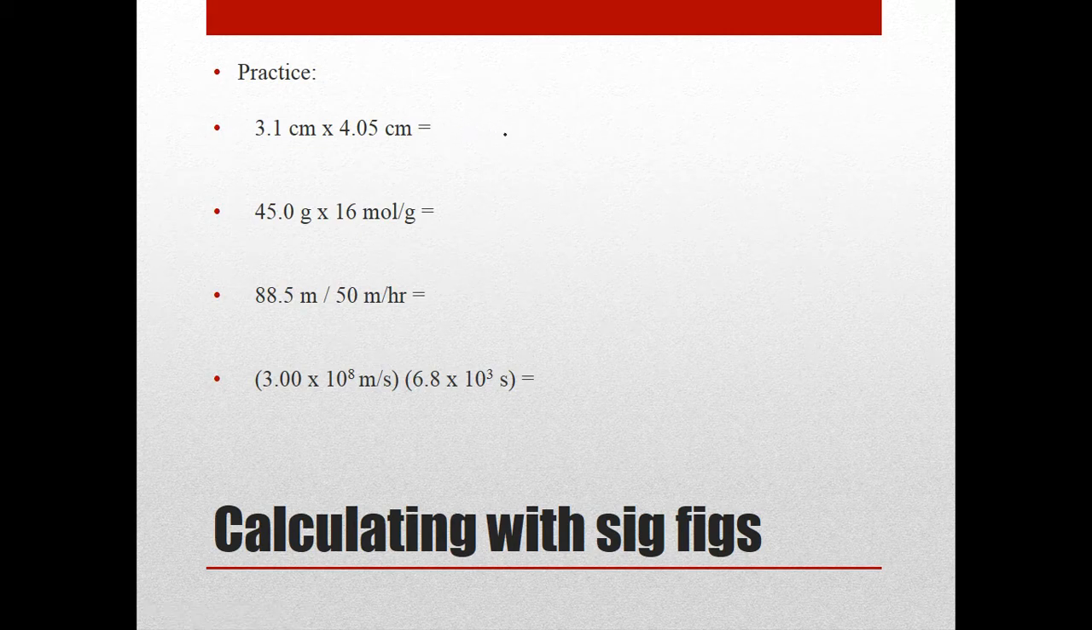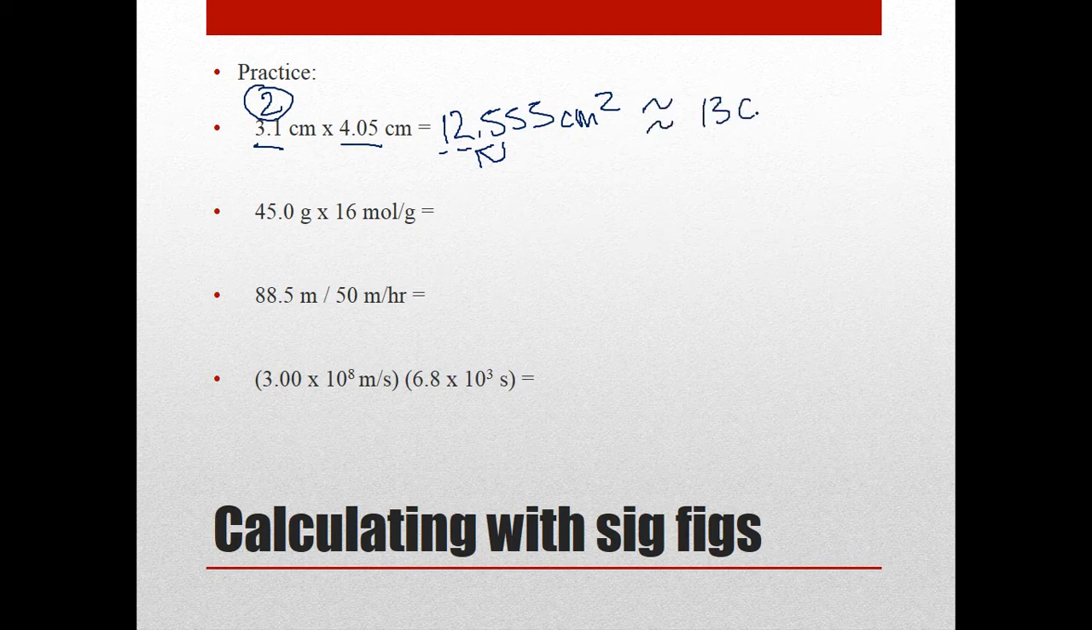All right, let's do some answers. So 3.1 times 405 is going to give us 12.555 centimeters squared. We have 2 sig figs. We have 3 sig figs. This means that we can keep only 2. So we're going to keep 1, 2. That 5 is going to turn that 2 into a 3. And so our final answer should be 13 square centimeters.